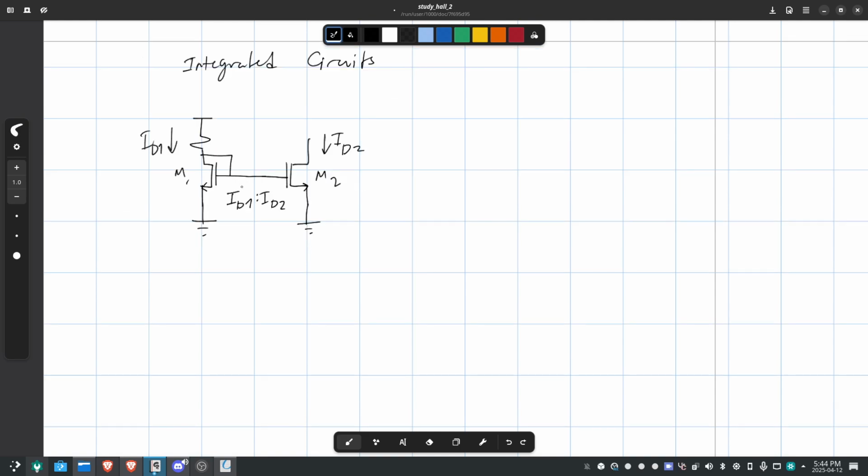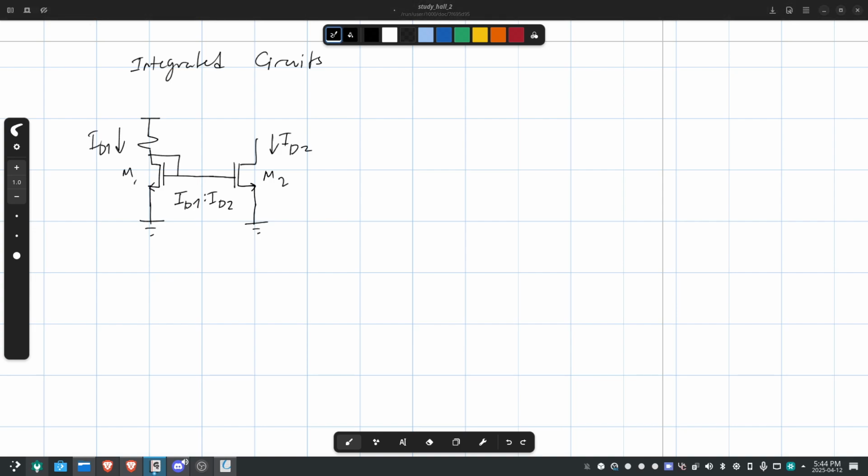How do you figure that out? Using this formula, and this one isn't on your formula sheet, although you can figure it out yourself. Using the current formula, ID2 over ID1 is going to be W over L2 over W over L1. So the aspect ratio of the second MOSFET divided by the aspect ratio of the first MOSFET. Is this a current mirror? If it's 1-to-1, it's a current mirror. If it's not 1-to-1, it's not exactly a current mirror.